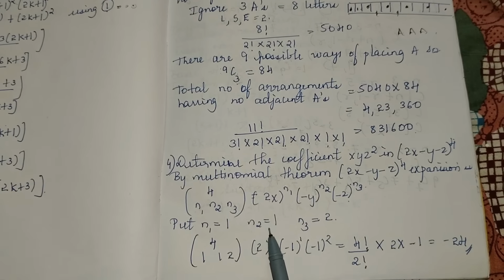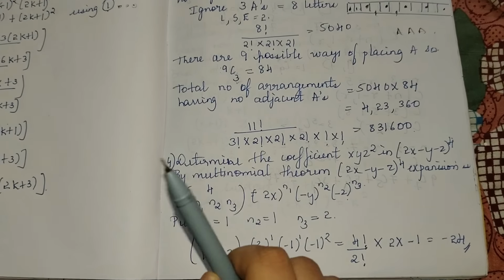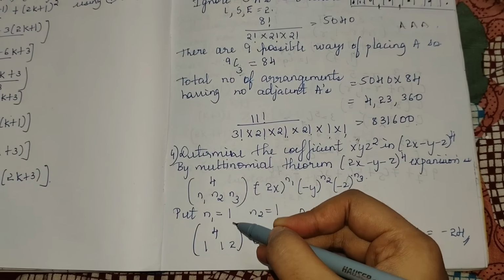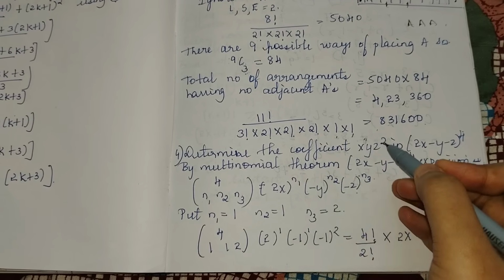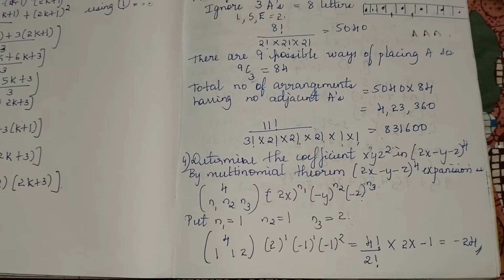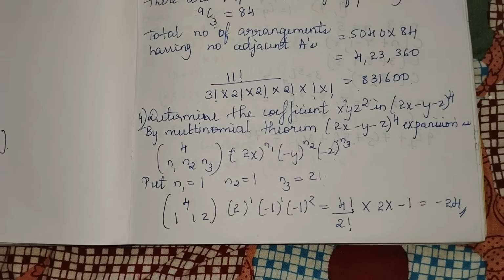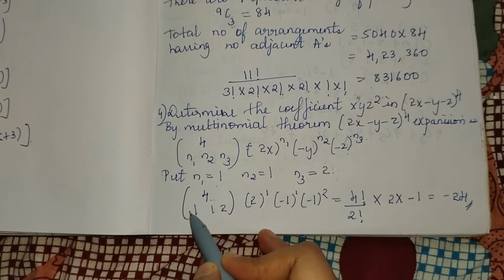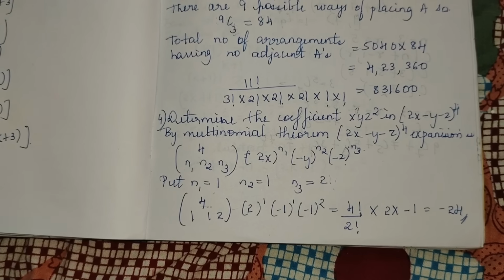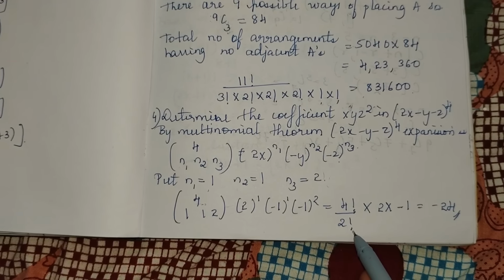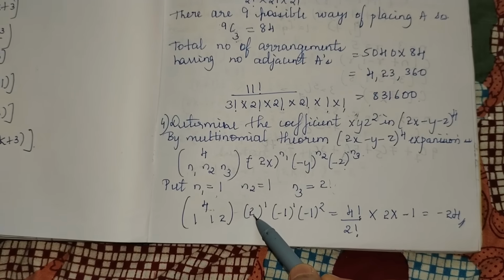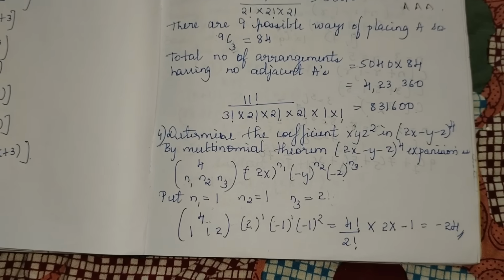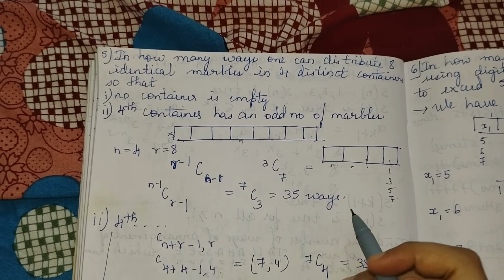Now in place of n1, n2 and n3, we can substitute. See here, x to the power of nothing means 1, y to the power of nothing means 1, and z is already squared. When you substitute, it will look something like this. This is nothing but 4 factorial divided by 1 into 1 into 2 factorial. So 4 factorial divided by 2 factorial, into these 2, and into minus 1. That is minus 24. We'll continue with the next part now.